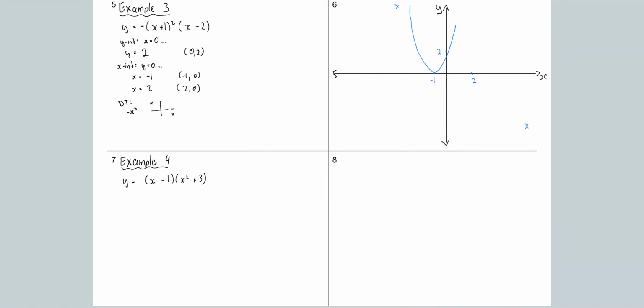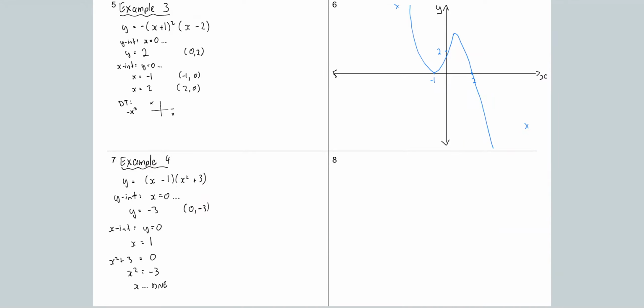Let the null factor law take over. x minus 1 equals 0, therefore x equals 1. x squared plus 3 equals 0. Uh-oh. When we set x squared plus 3 equals 0, I'll just spell it out here so you can see it. The value for x on this factor does not exist. So there is, in fact, only one x-intercept, or zero. This does not produce any more zeros.